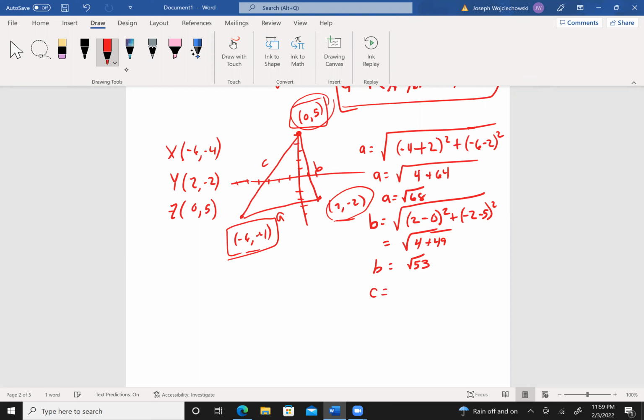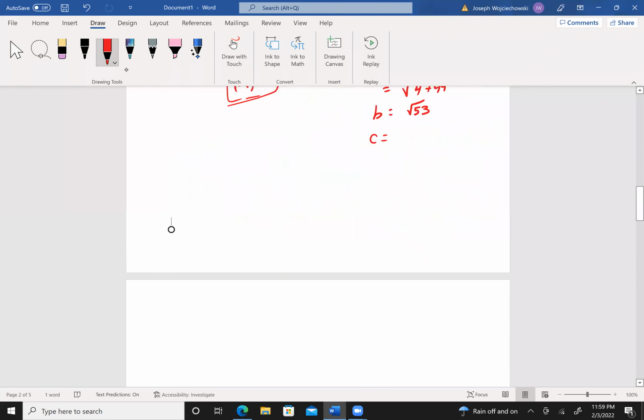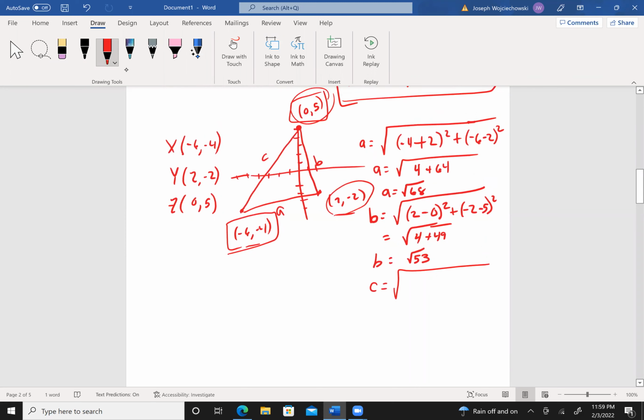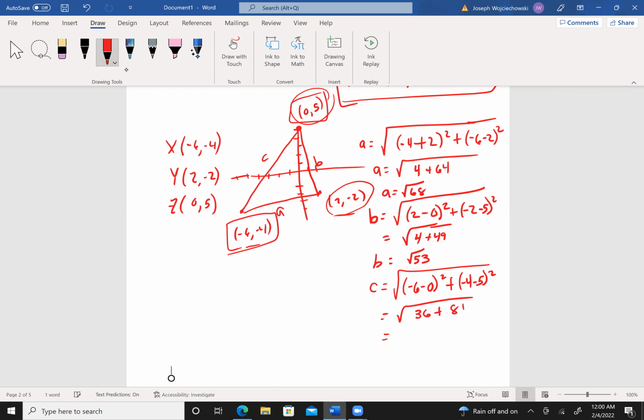C is equal to the square root of (x1 minus x2) squared, and we'll just stick with negative 6 minus 0 squared, plus negative 4 minus 5 squared. This is equal to negative 6 squared, which is 36, plus negative 9 squared, which is 81, which gives us 117, square root of 117.